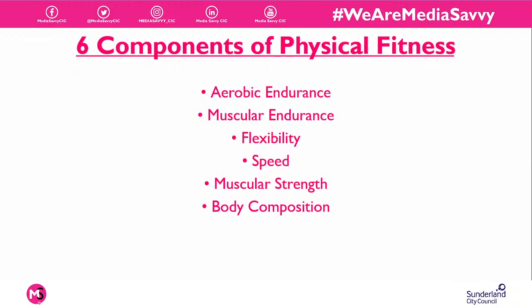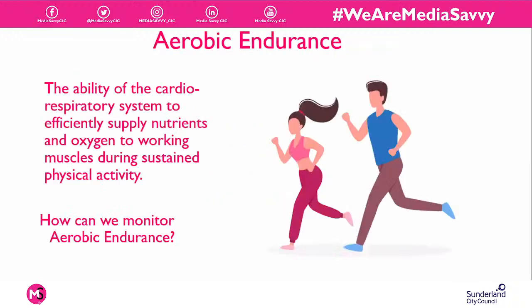Okay then, guys, we're going to spin on. So those are our 6 components of physical fitness. Aerobic endurance, let's get into it a little bit deeper. It's the ability of the cardiorespiratory system, lungs and heart, to efficiently supply nutrients and oxygen to working muscles during sustained physical activity. And that's the key there, guys. With the word endurance, it's always going to be sustained activity, be it lifting weights for muscular endurance or more cardio-based stuff for aerobic endurance.